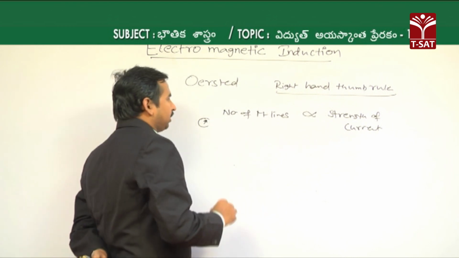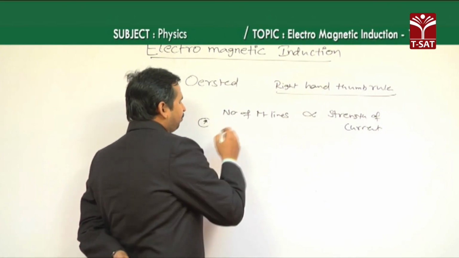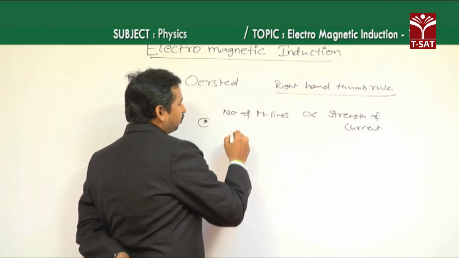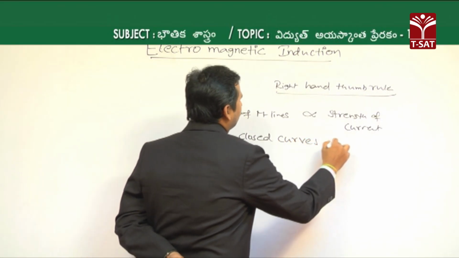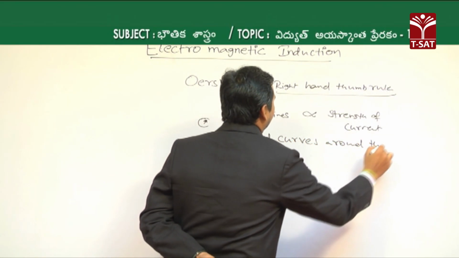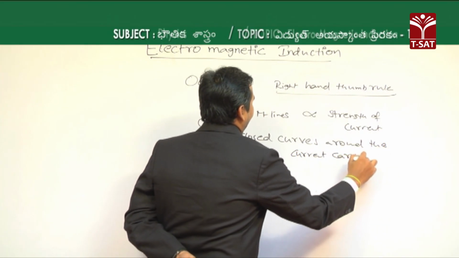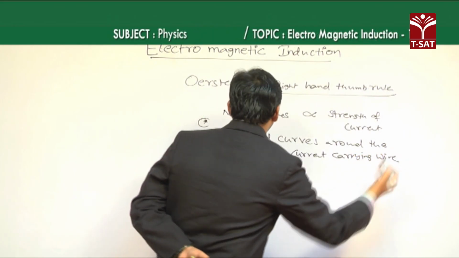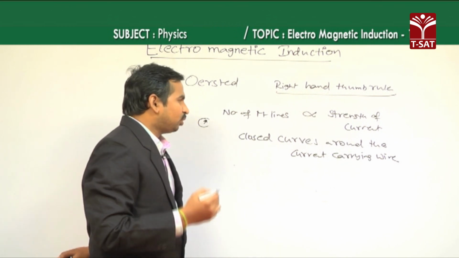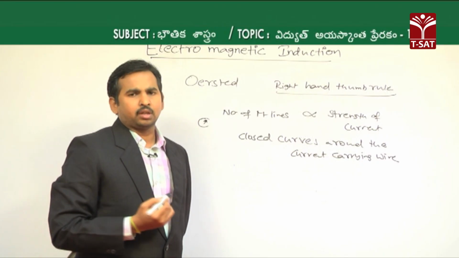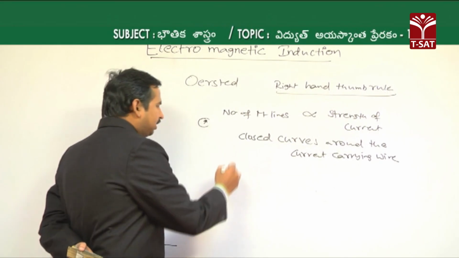And not only that, these magnetic lines of forces are closed curves around the straight conducting wire. Those are closed curves around the current carrying wire. So, the number of magnetic lines are directly proportional to the strength of the current and those are closed curves around the current carrying wire. Actually, they come like concentric circles around this current carrying wire.